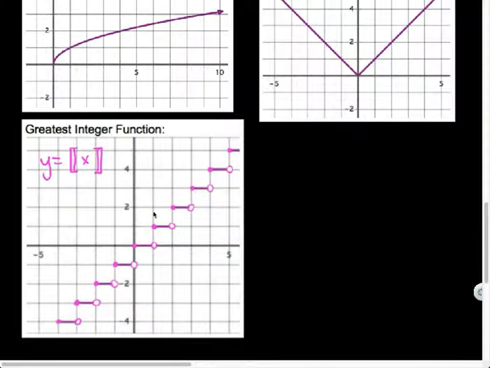And this actually is still a function. It passes the vertical line test, because if I draw a vertical line right here, it only hits this one point, since this open circle is not a part of the graph. So this is the greatest integer function. Like I said earlier, it's a type of piecewise function. We'll look more at those later on in the next section.